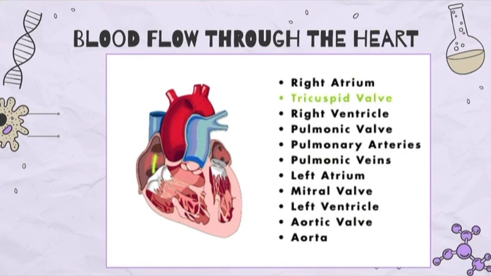After picking up oxygen, blood returns via the pulmonary veins into the left atrium. Then it travels through the mitral valve into the left ventricle. This is really the strongest chamber. Then finally, blood exits through the aortic valve into the aorta, distributing oxygen-rich blood throughout the body. This is a continuous pathway, and it maintains circulation, ensuring every cell receives oxygen and nutrients.